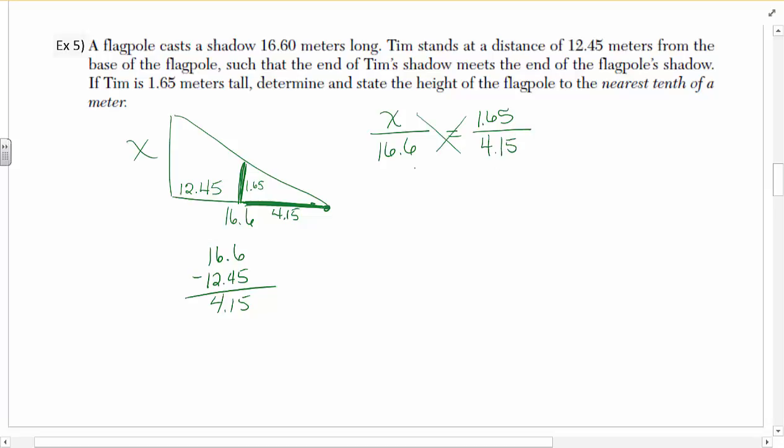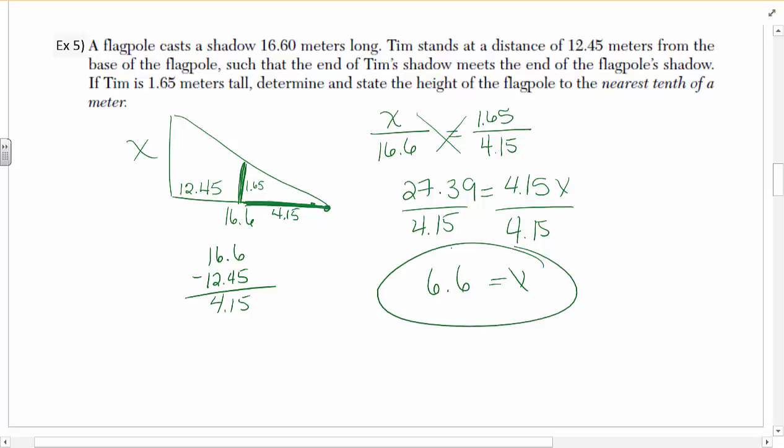And then I cross multiply in my calculator off to the side. 27.39 equals 4.15x. Divide by 4.15, and I get x equals 6.6. So there you go.